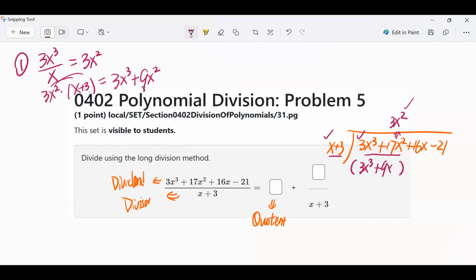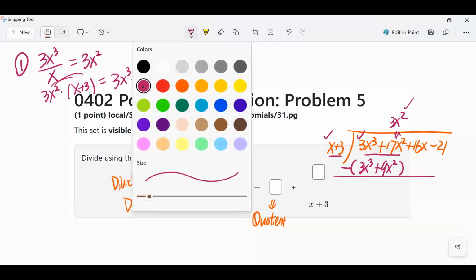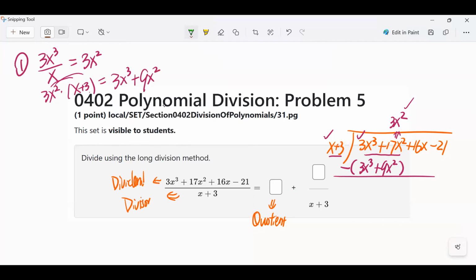And in 9x squared. And then subtract it, right? Very important. Remember, the key thing is to eliminate the leading term here, right? So this leading term must be canceled. If you cannot cancel the leading term, it means something's wrong. You're going to go back, check it.